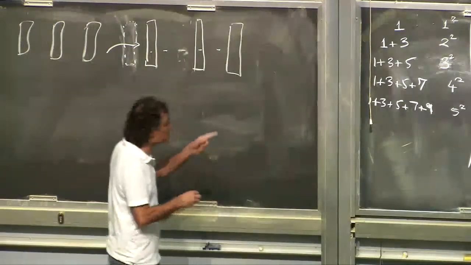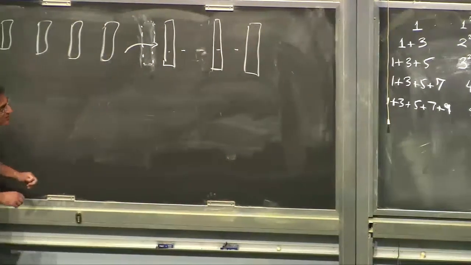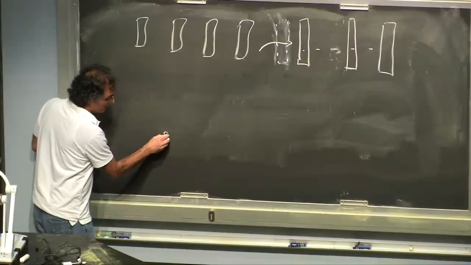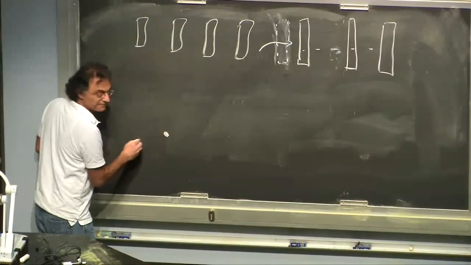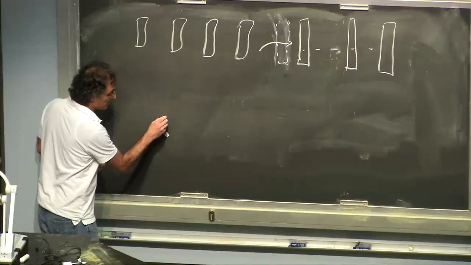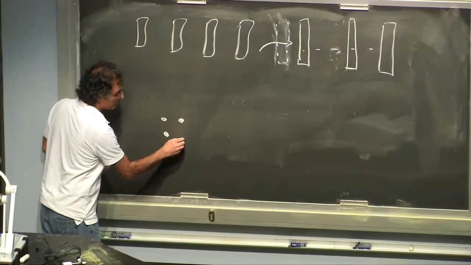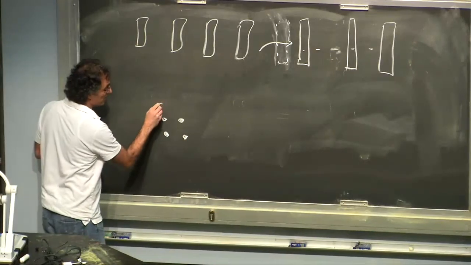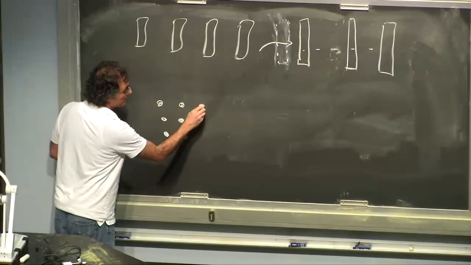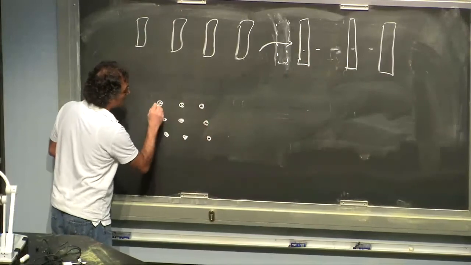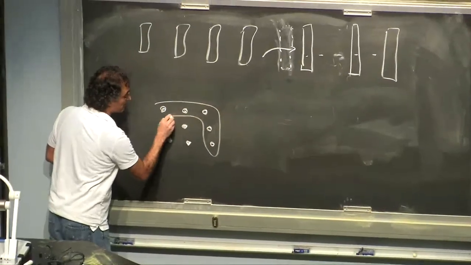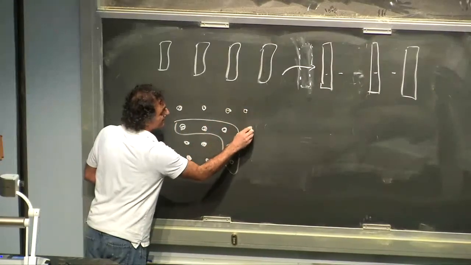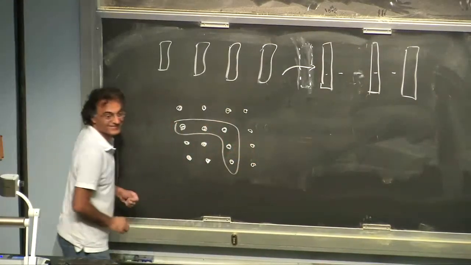Okay? Here's how you could prove this. The sum of the first n odd numbers is a perfect square, is n squared. Here's the first odd number, 1. Here's the second odd number, 1, 2, 3. Here's the third odd number, 1, 2, 3, 4, 5. Fourth odd number. Okay?